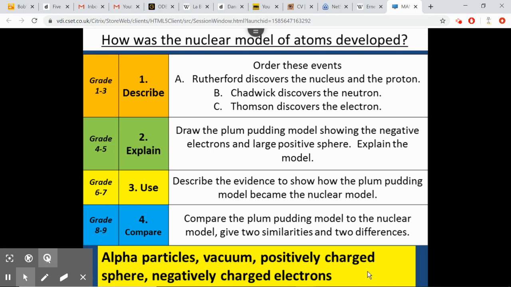Down the bottom are some key words. Please can you use these in your answers. Remember to use full sentences. And can you pause the video now and have a go at that before we go through the answers?